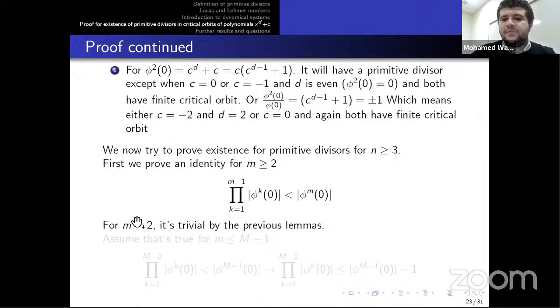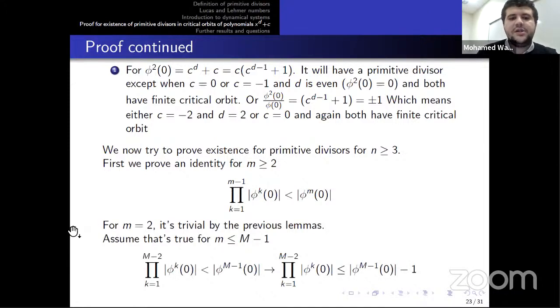So this is trivial for m equal to 2. Now by induction, we assume it's true for all m less than or equal to capital M minus 1. So we can rewrite, this is true for m minus 1. That means this strict inequality, which translates because we are working with integers, to less than or equal to the absolute value of phi m minus 1 of 0, minus 1.